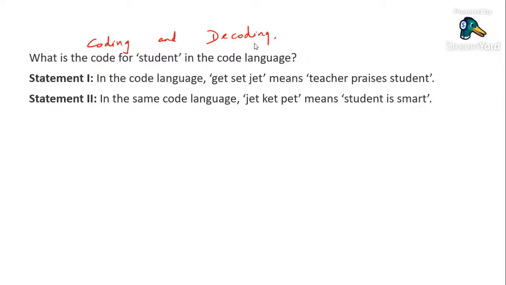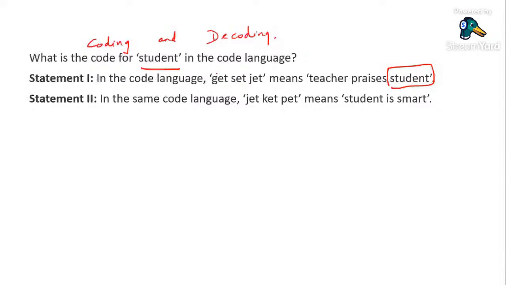In a code language, get set jet means teacher praises student. In the same code language, jet get pet means student is mod. What is the question they're asking? What is the code for student? Okay. So is there student here? Yes.